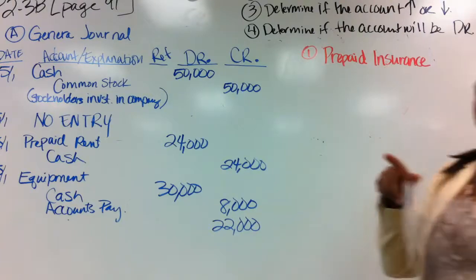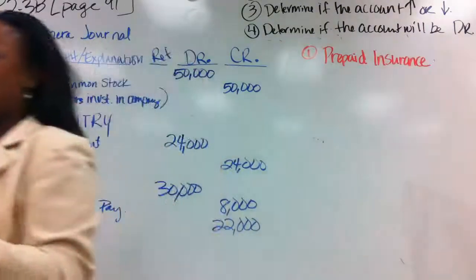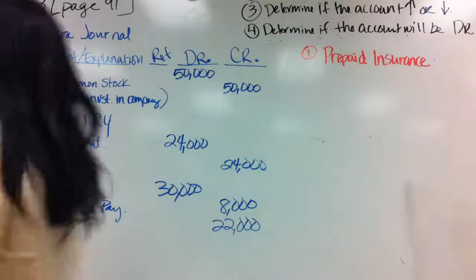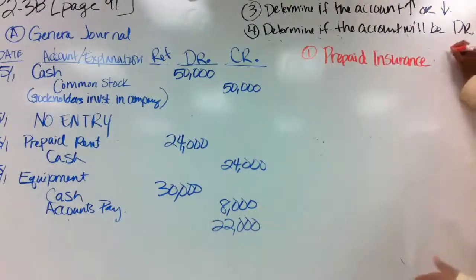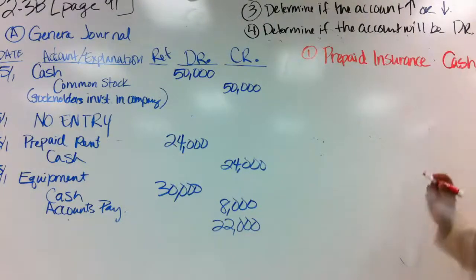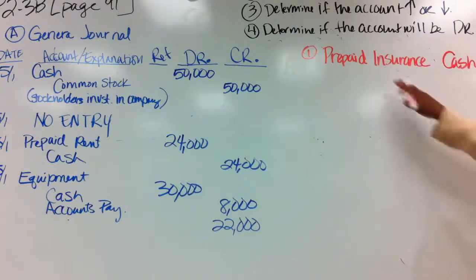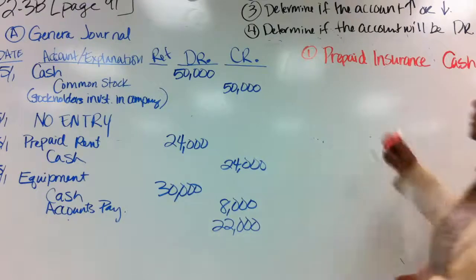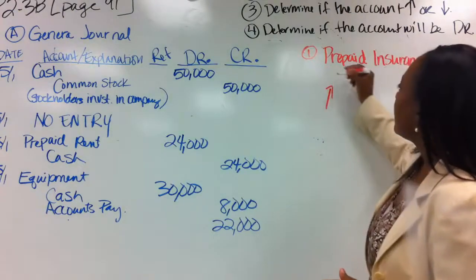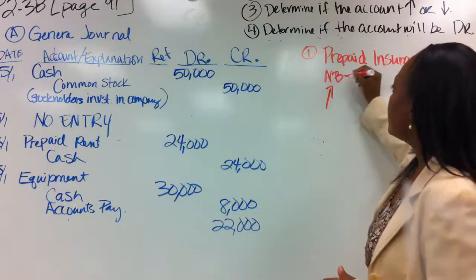Next person behind Ricky? Cameron, okay. Can you give me another account? Cash. Okay, any other accounts? Now, it's prepaid insurance. Is it going up or going down? It's going up, and I forgot to identify the normal balance.